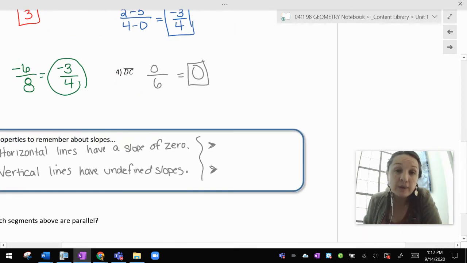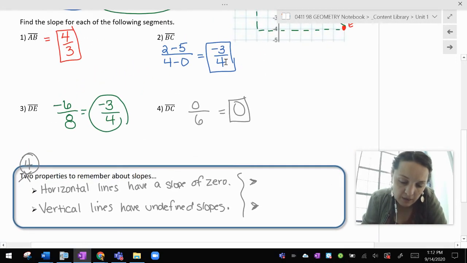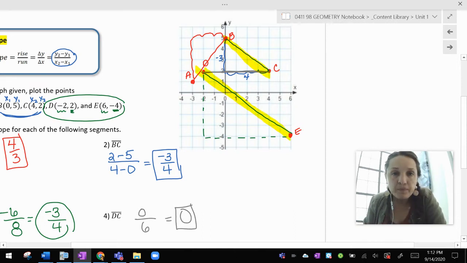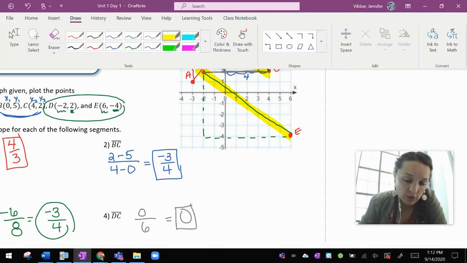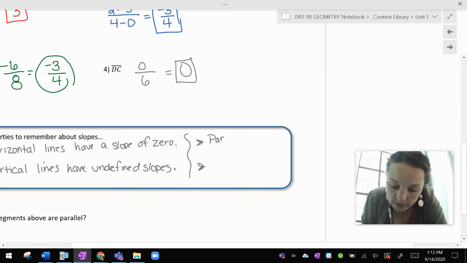And two other things I want you to remember about slopes that I'm going to keep bringing back up is that if you notice, I have -3/4 for both BC and DE. And if I were to highlight BC and DE, I bet you'd notice something about those lines. And if you're thinking it in your head, you're right. Those lines are parallel. And the rule is parallel lines have equal slopes.